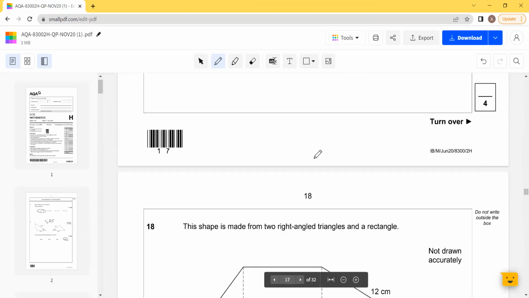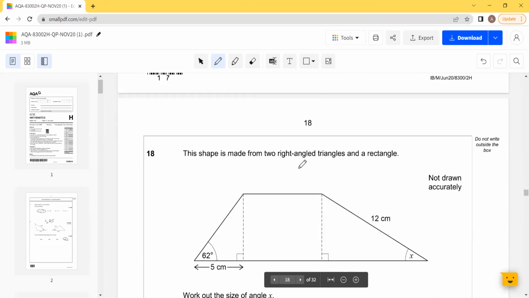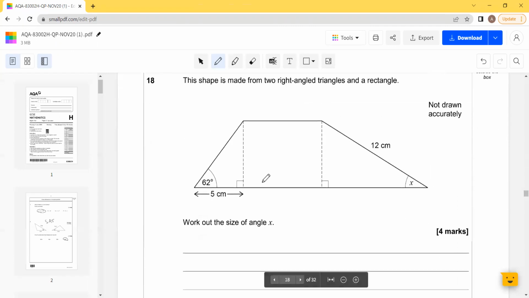Okay. Question 18. This shape is made from two right-angled triangles and a rectangle. Work out the size of angle X. Okay.